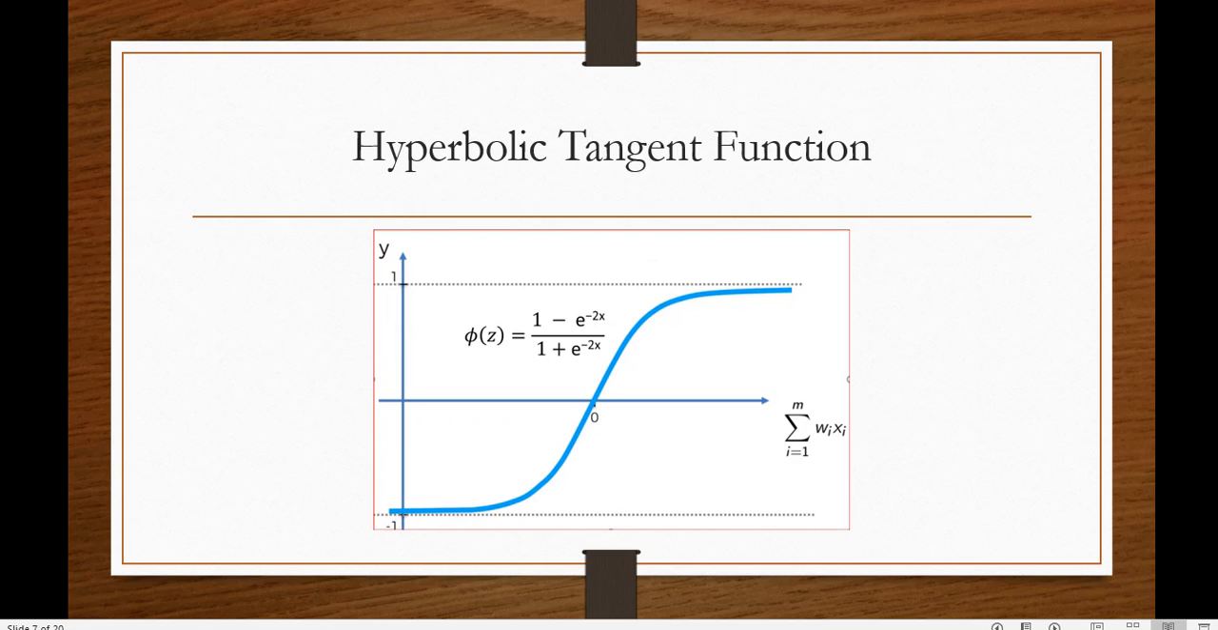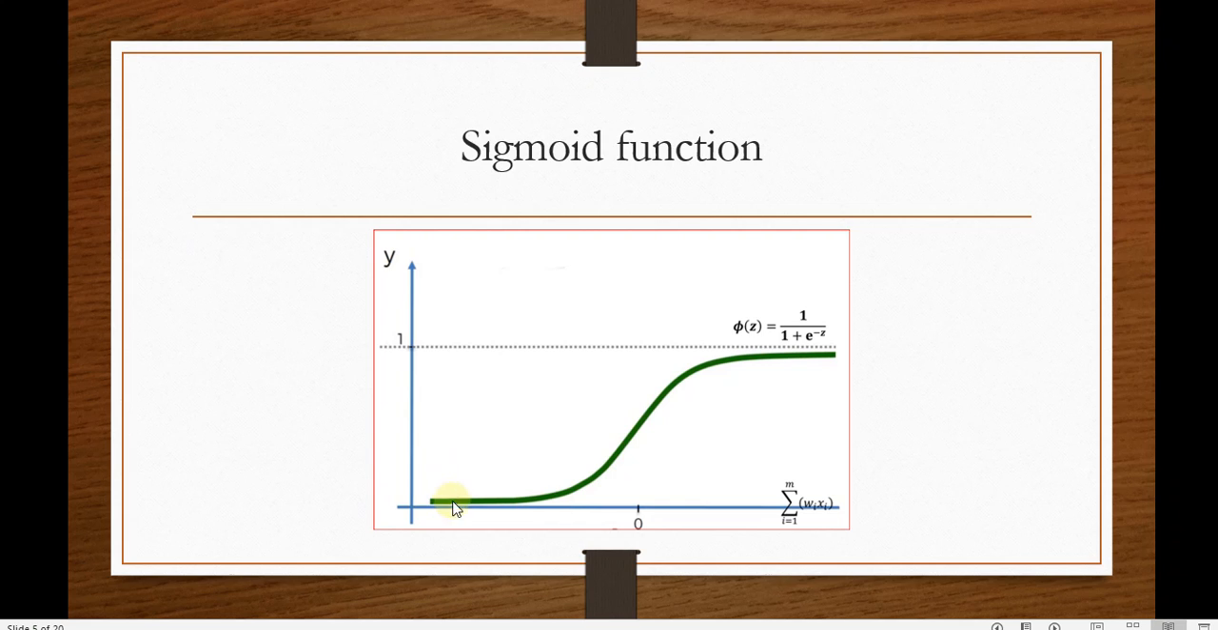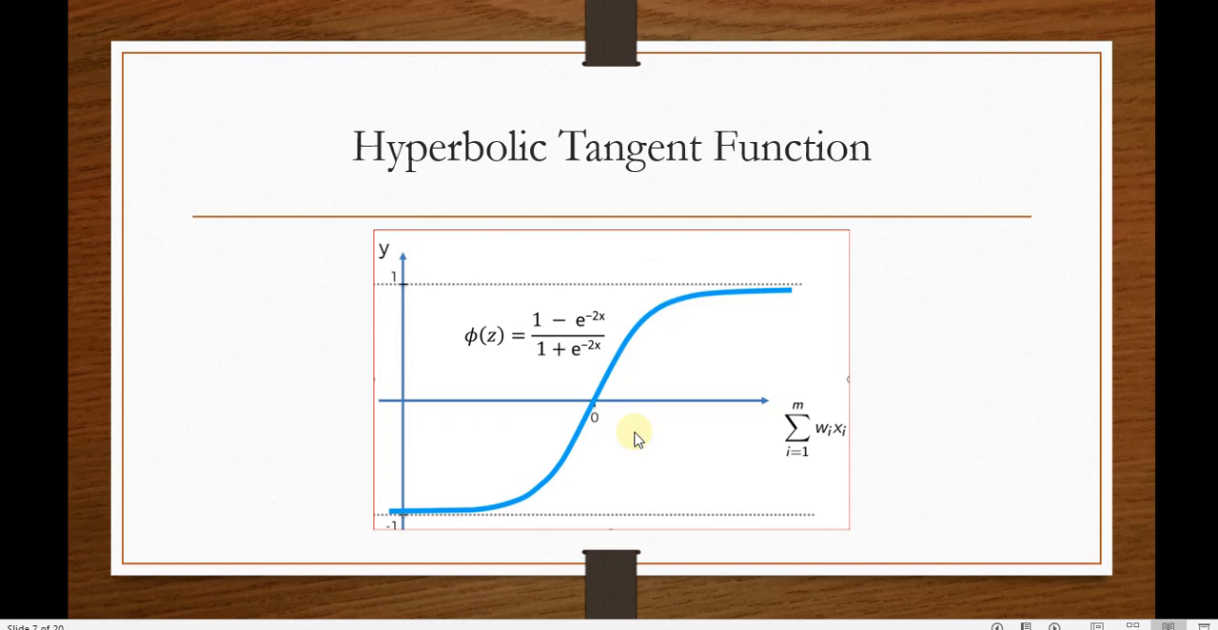Okay, now there is another function that is known as the hyperbolic tangent function. Here, instead of 0 and 1, the range is from -1 to 1. Otherwise it is similar to your sigmoid function. If you check the sigmoid curve again, it starts from 0, moves, and then at 1 it becomes constant, so y is ranging from 0 to 1. But for this hyperbolic tangent function, the range is from -1 to 1.